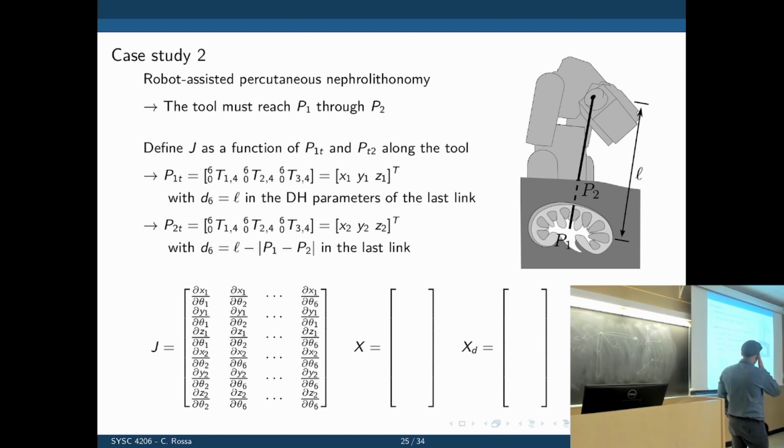What do we want to do? We want to reach point 1 through point 2. We want the robot to go inside the kidney, always passing by point 2. So eventually point 1 will move around here, but the robot will always reach that point through P2. Now let's think about it. How can we use what we learned to control the robot in that way?